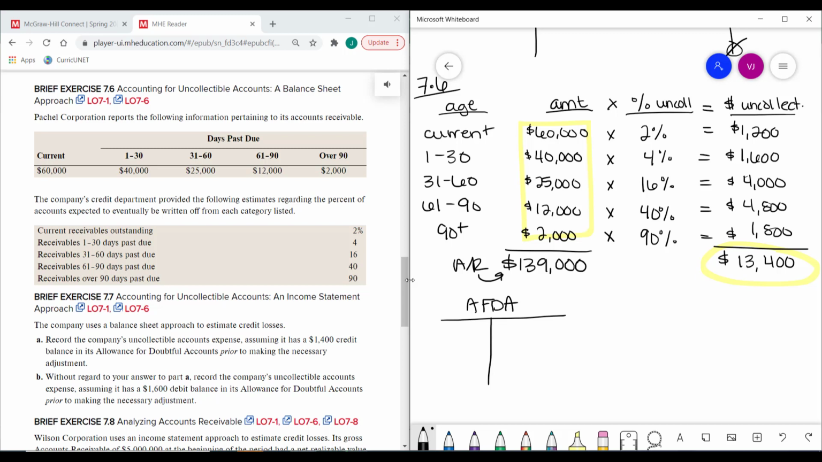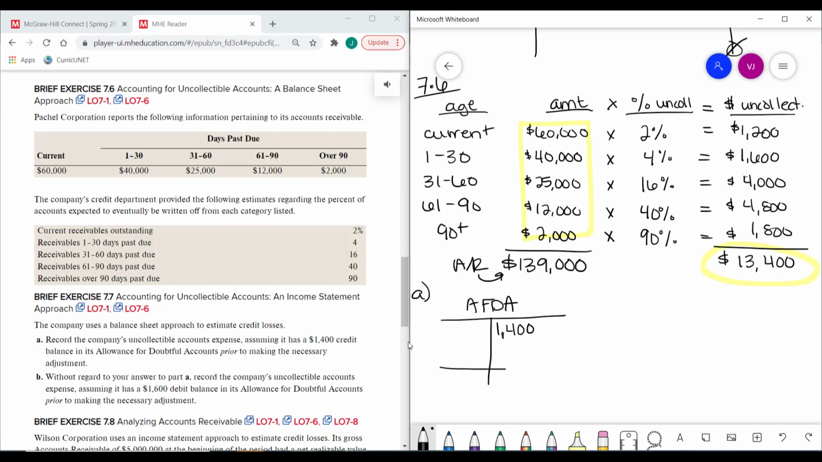Well, for A, we're doing that one first. It says record the company's uncollectible accounts expense, assuming it has a $1,400 credit balance in allowance for doubtful accounts. So basically, from last year, we still have a little bit left over in this allowance for doubtful accounts from the estimate we made for last year. So there's still a credit balance left.